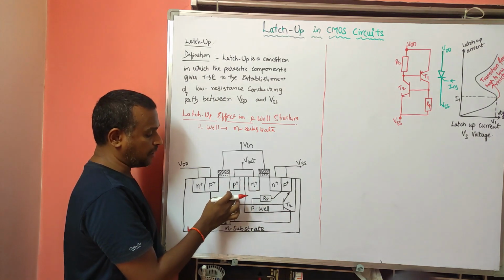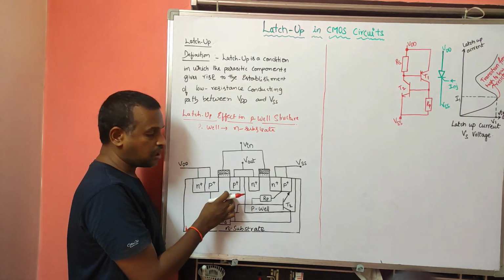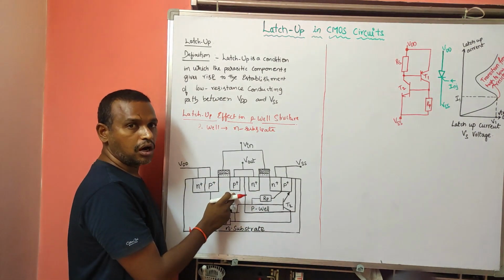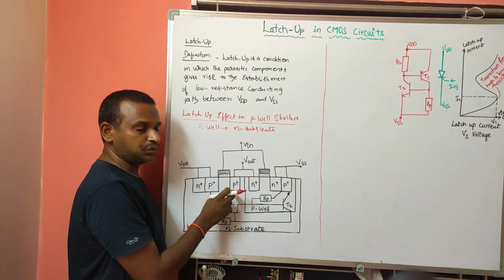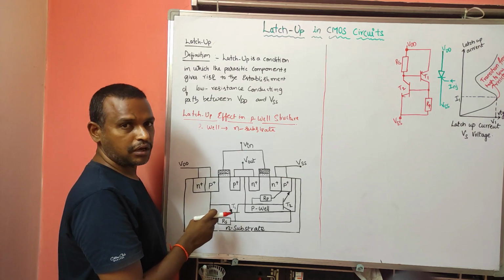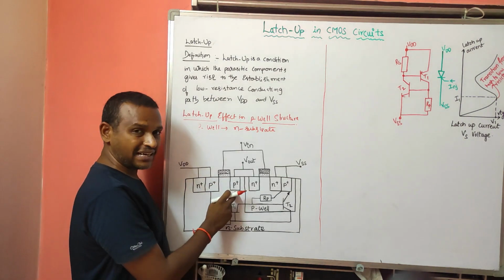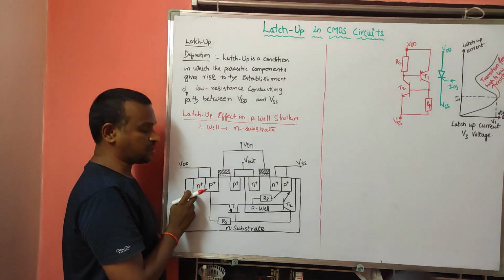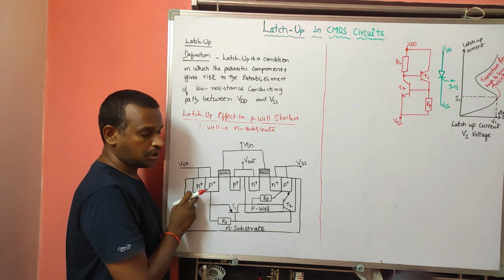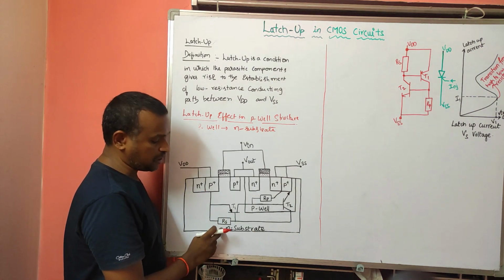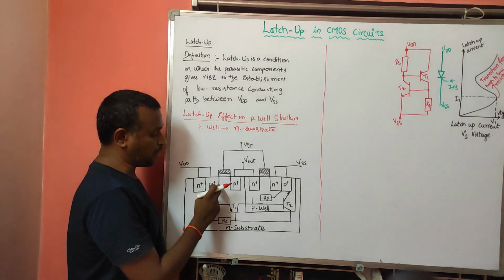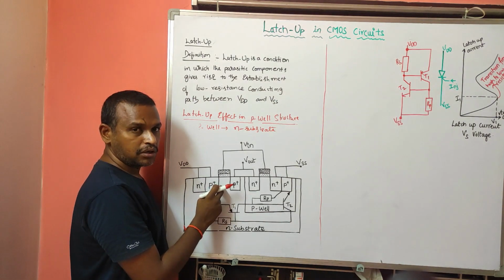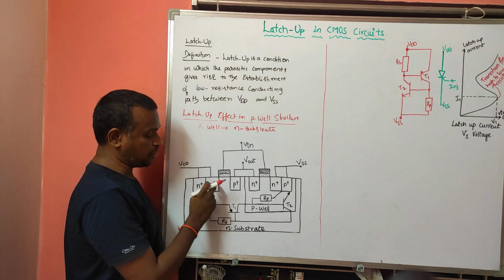In the PMOS transistor, the source and drain are P plus, that is, active P regions. This one is the source and this one is the drain, and this one is the substrate contact that we have to use. If you observe, this is the substrate, which is of N type, and this one is of P type.